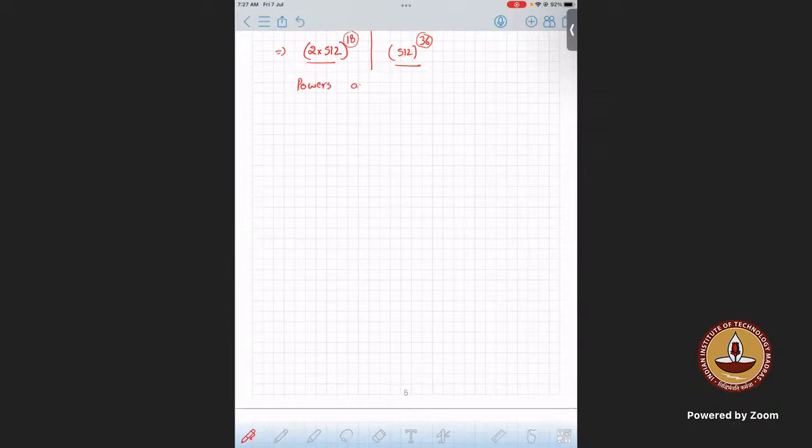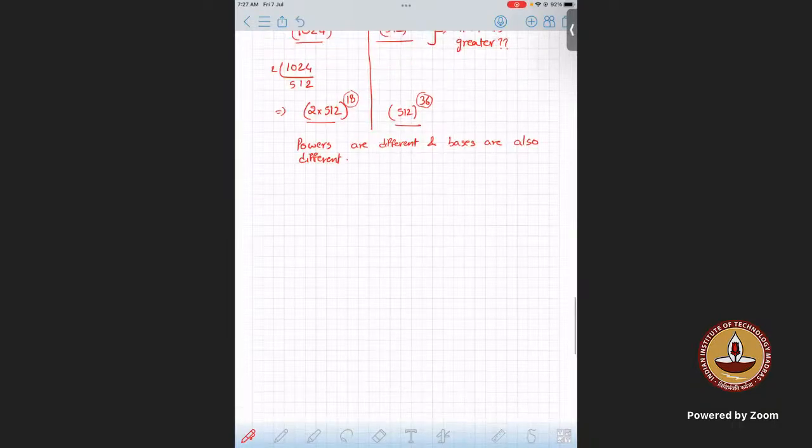Powers are different and bases also different. Either one must be the same. You can compare 512 whole power 18 and 512 whole power 36 because the bases are the same. Greater the power, greater the number. Are you getting the point? Yes, sir.